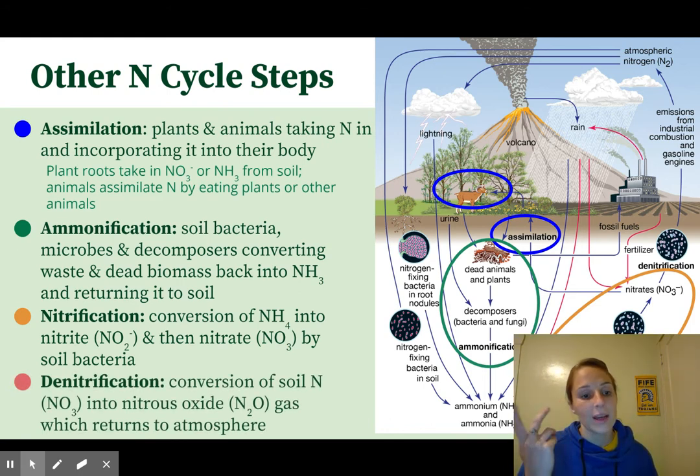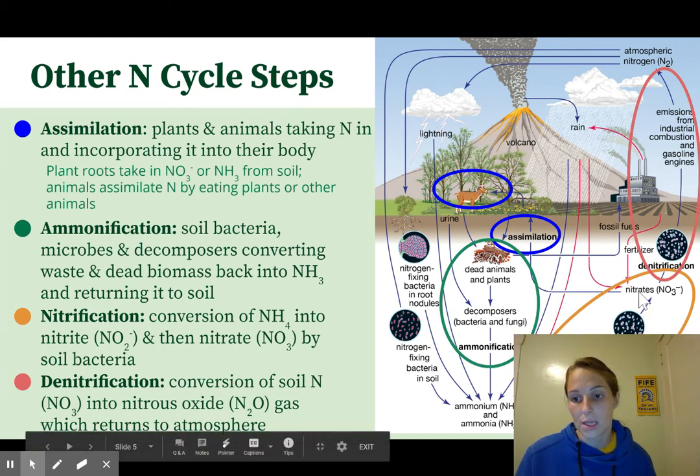And then we have denitrification, which is the conversion of soil nitrogen in the form of nitrate into nitrous oxide, which is a gas that returns it to the atmosphere. So this is a process that takes it out of the soil and it ends up going back into the atmosphere.